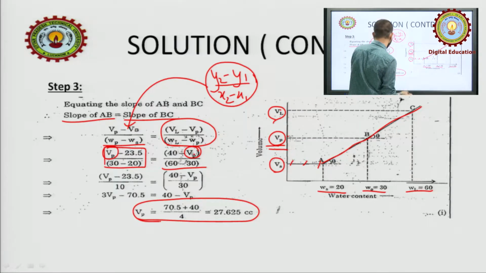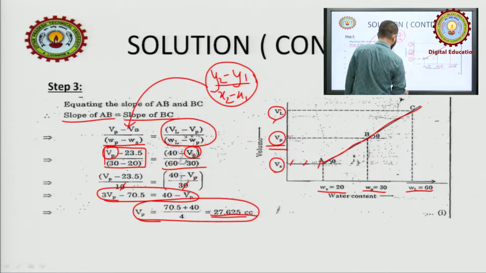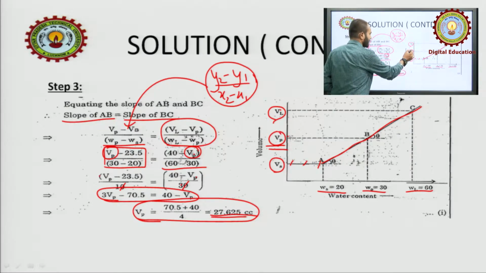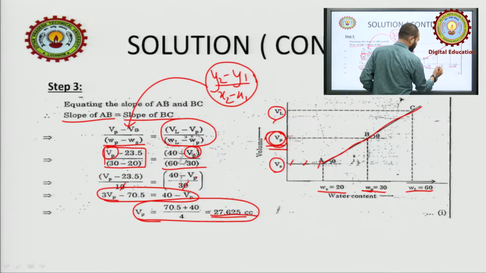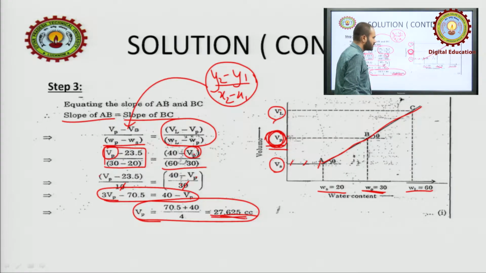There is nothing special here, we can cancel the 0 as well, and just multiply by 3 and solve it. We get 27.6 cc. So this is the volume at which point? At the plastic state. When the soil is at plastic limit, the volume of that soil will be Vp, which is this much. Now we have all the volumes and all the water contents.